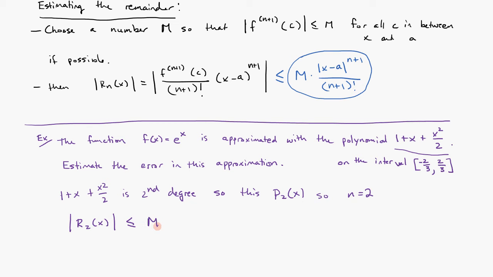So this will be less than or equal to m times the absolute value of x minus a. Again, n equals 2, so this will be to the third power over 3 factorial. Furthermore, this approximation is centered at a equals 0, because you see this is just x, the same as x minus 0, and this is again also x minus 0, from the form of p2 of x. So now all that's left is to find m.